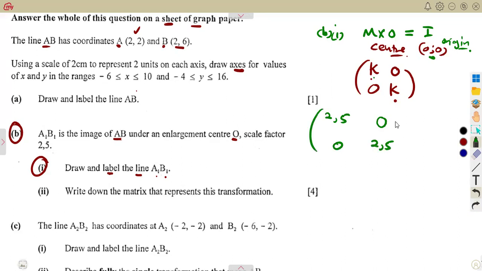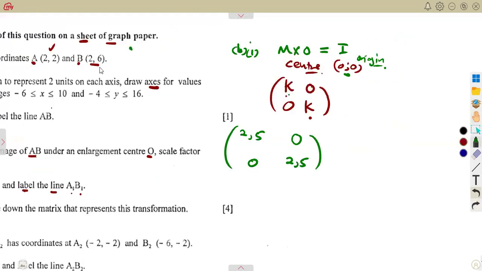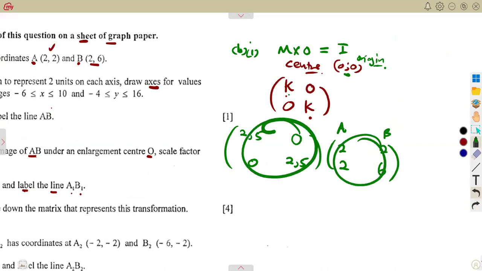That's our matrix. So this matrix, when it multiplies the object, which is our point A and the point B that we are given there. So we've got the point A, write it in matrix form, 2, 2. The point B in matrix form again, 2, 6. So with this concept, matrix times object, we must have the image.